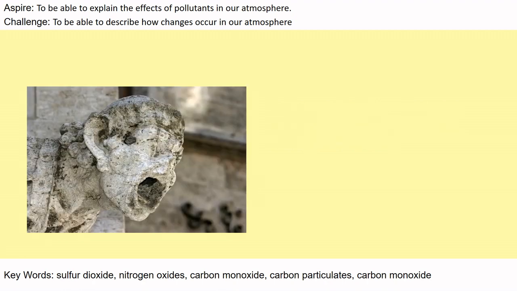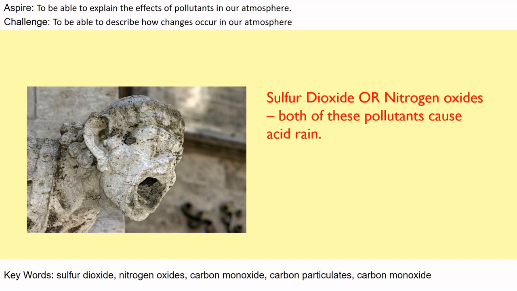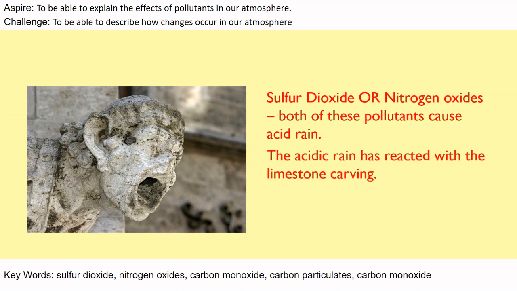Our next picture is this. It's a little gargoyle. They're commonly found on really, really old churches. But as you can see, looking at this image, the features aren't as obvious anymore. Now, a lot of old churches were made out of limestone. So limestone corrosion, that's saying to me now, that's acid rain that's caused that, which is linked to sulfur dioxide. Or you could have also said nitrogen oxides. The acidic rain has actually reacted with the limestone carving. So that's why we can see that it's not as prominent, it's not as clear as it probably was in the past.